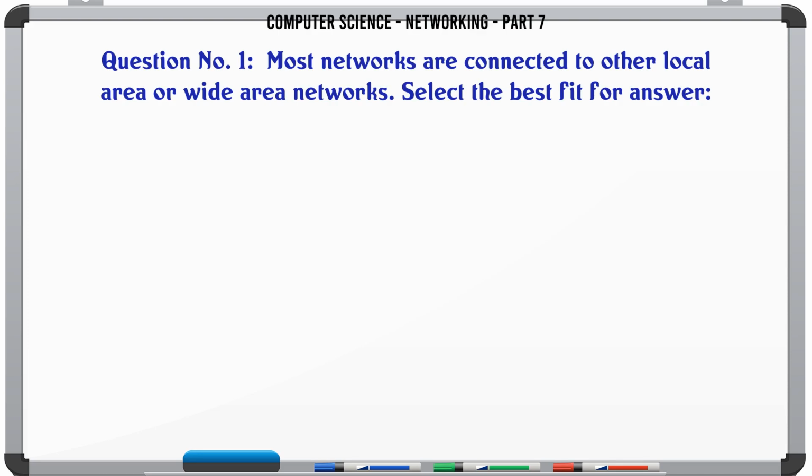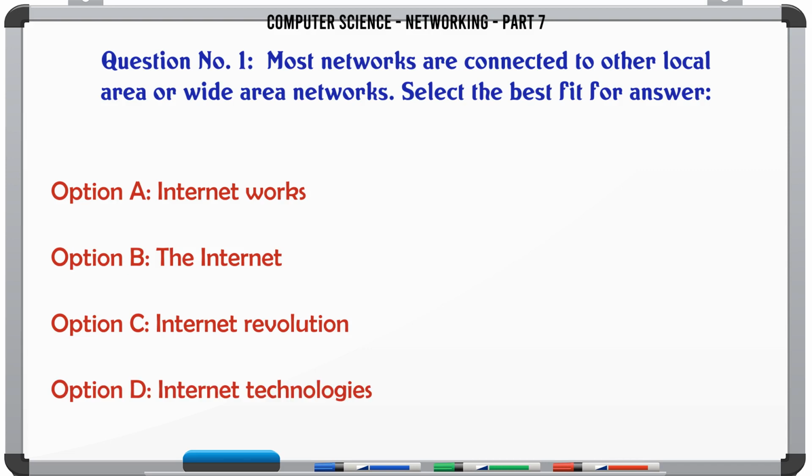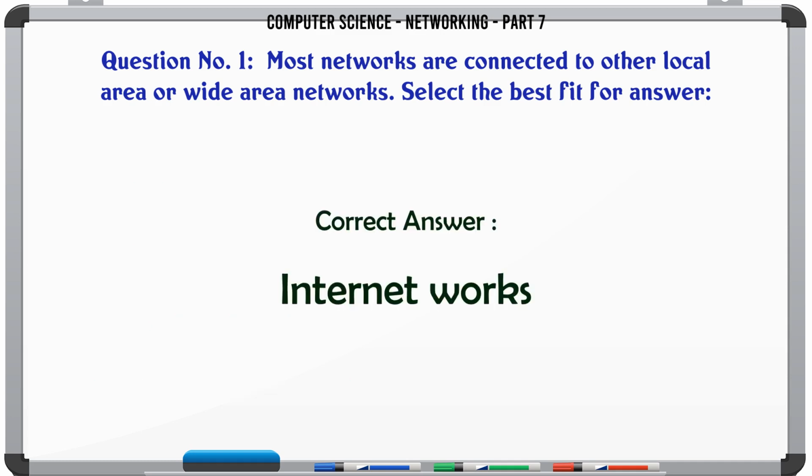Most networks are connected to other local area or wide area networks. Select the best fit for answer. A. Internet works. B. The Internet. C. Internet revolution. D. Internet technologies. The correct answer is Internet works.